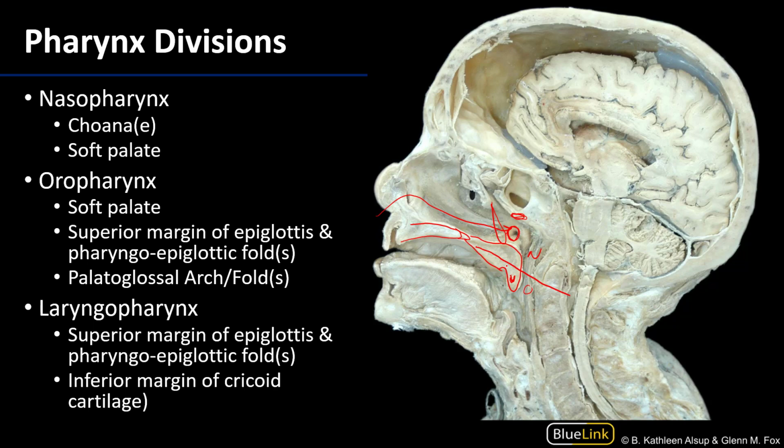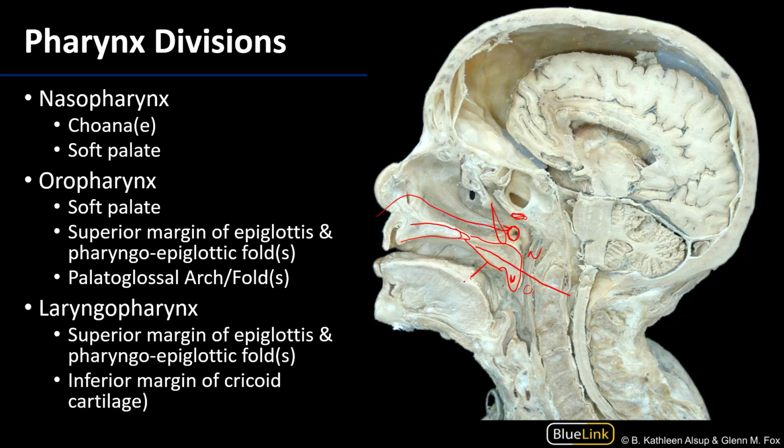Anteriorly, the oral cavity is going to be separated from the oropharynx through a set of folds called the palatoglossal folds. These palatoglossal folds, when you consider them together, form the palatoglossal arch.